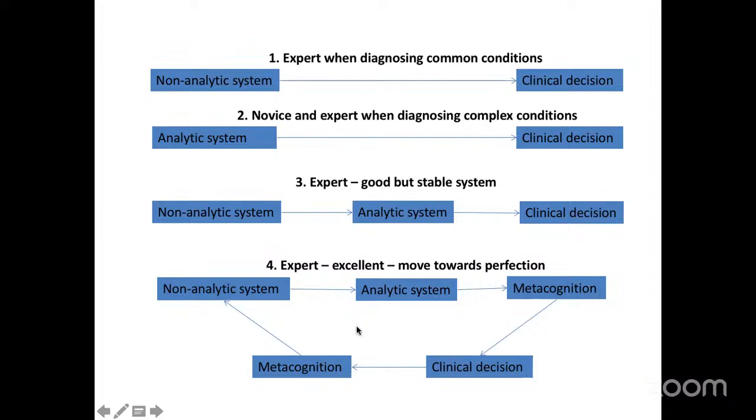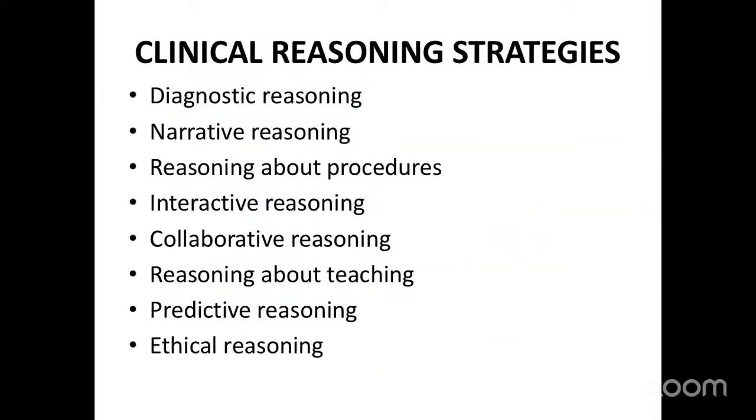But what is a better system? A better system is when you use non-analytical through experience, you continue to read to add more to what you know analytically, then you do metacognition, then you make a decision. You now do metacognition again, then you continue with your non-analytical. That is a better system. It is what will give you expertise. That is an excellent one because it moves towards perfection.